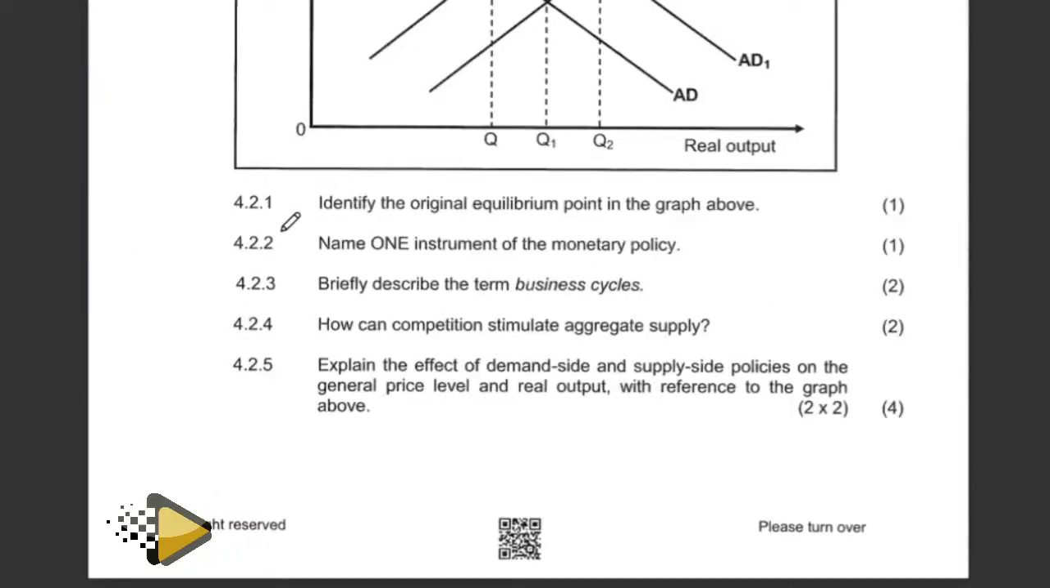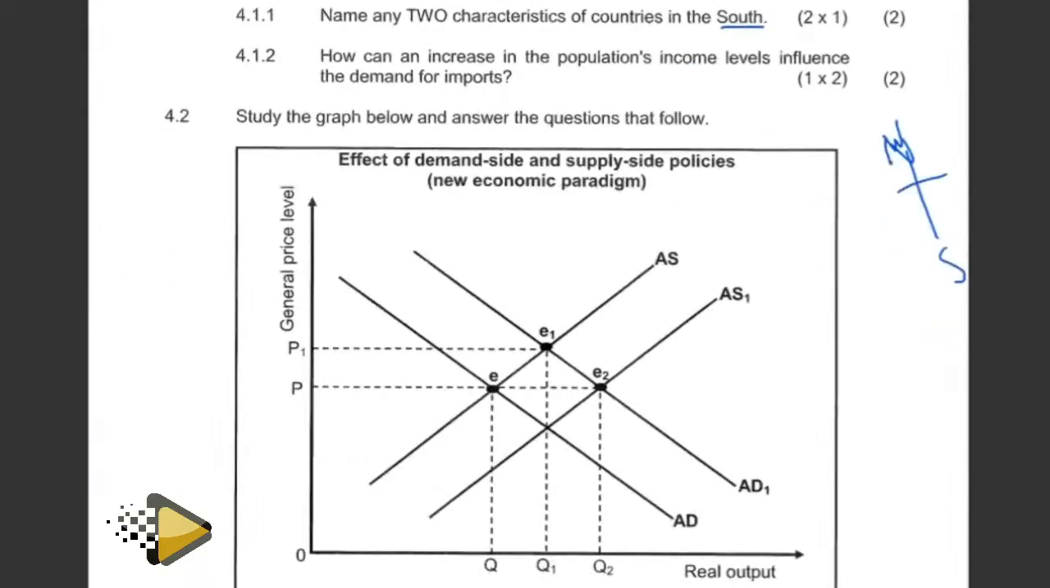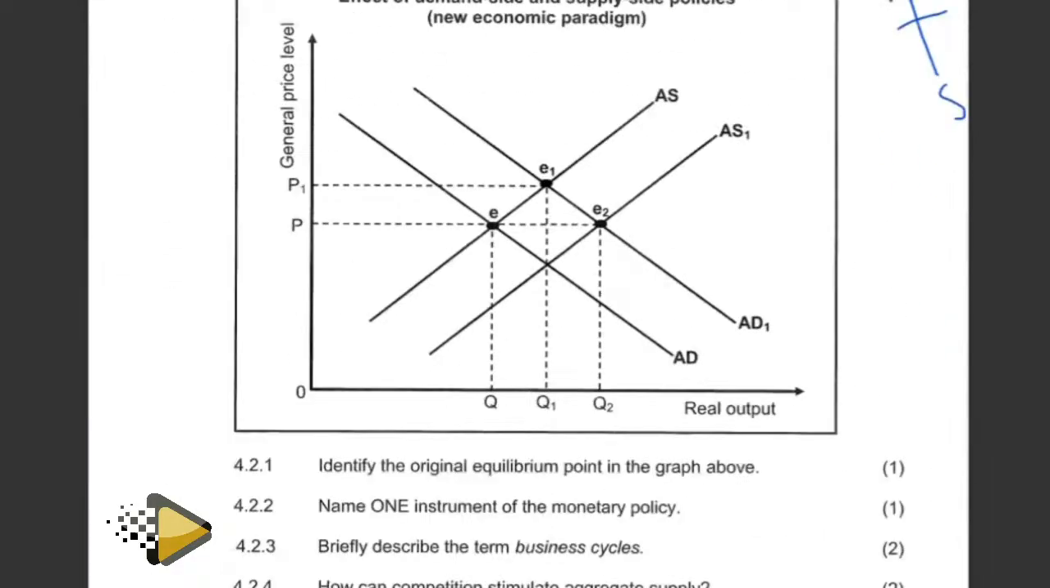Okay, let's check 4.2.1. Identify the original equilibrium point in the graph above. So if we check the graph above here, we have this as our original supply curve, and then we also have this as our original demand curve.